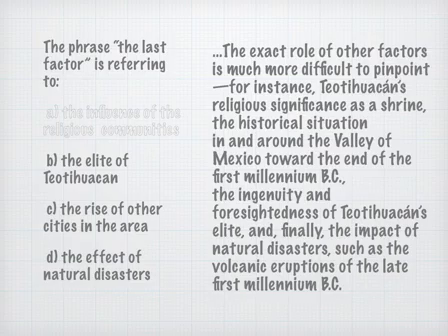Remember, we're looking at things that we can prove here. B, the elite of Teotihuacan. Now, the elite are actually mentioned here: the ingenuity and foresightedness of Teotihuacan's elite. It's not really the last factor, because we see this word finally, the impact of natural disasters. So this word finally would indicate to us that everything before that is not the last factor. So I think we can get rid of the elite of Teotihuacan. It is connected to the word finally, but not in the way that we want.